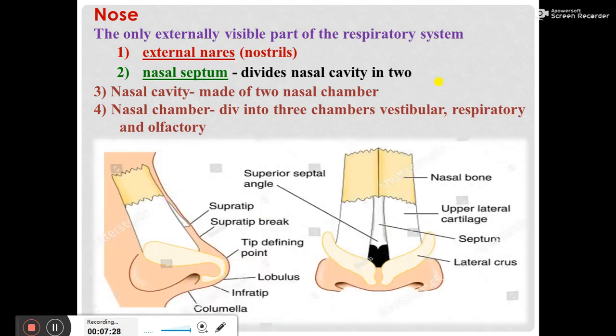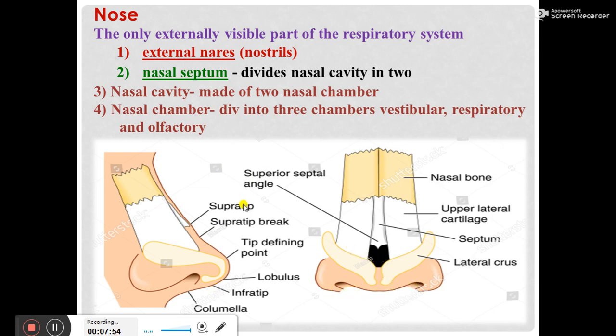So we will start with the nose. What is the nose? The nose is the only externally visible part of the respiratory system. The external openings are called external nares. It is also called the nostril. You are all very well familiar with these parts. A pair of nostrils are present in the nose.